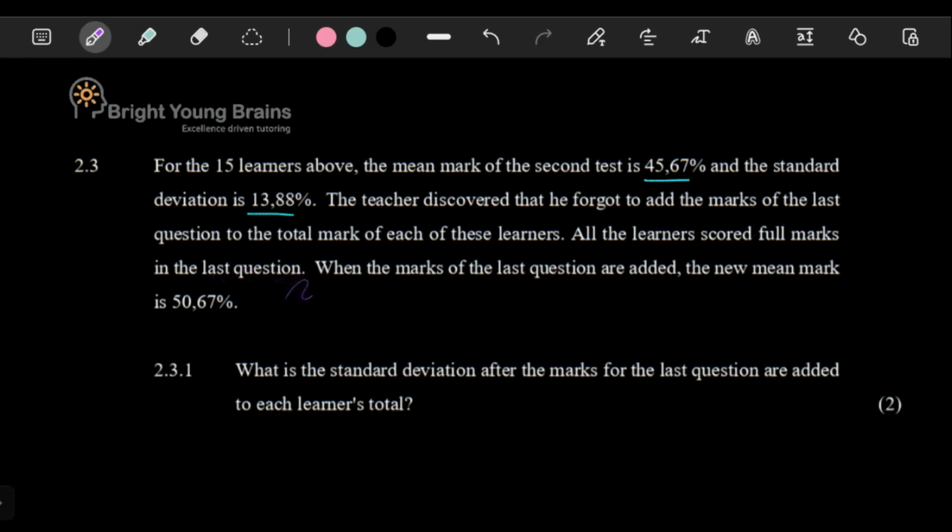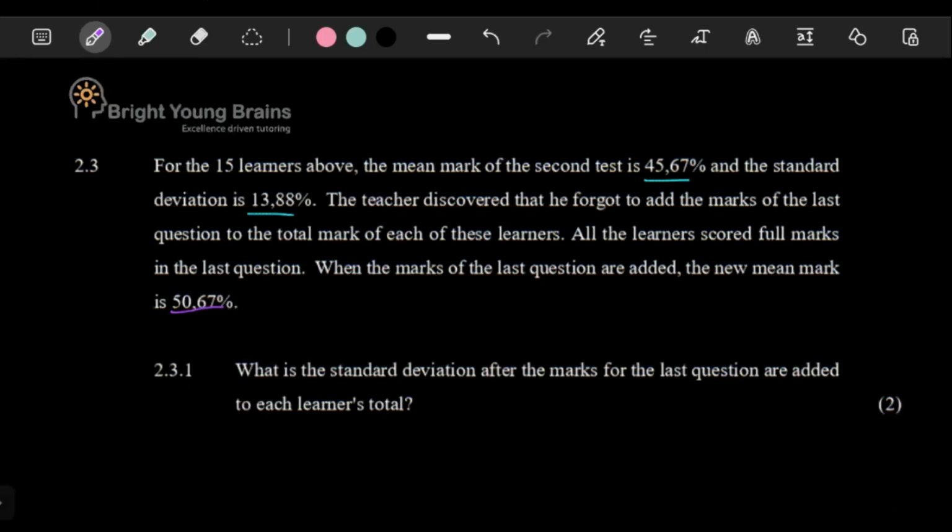And then it says here, when the marks of the last question are added, the new mean mark is 50.67. What is the standard deviation after the marks for the last question are added to each of the learners' total? This is quite an interesting question. You'd be thinking to yourself, wait a minute, standard deviation.